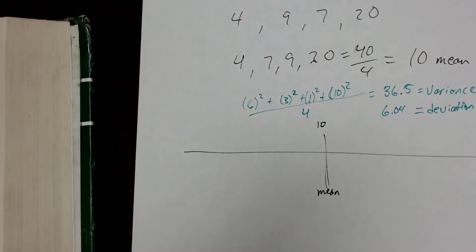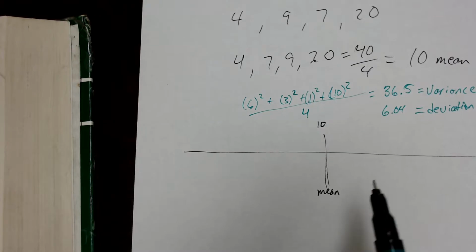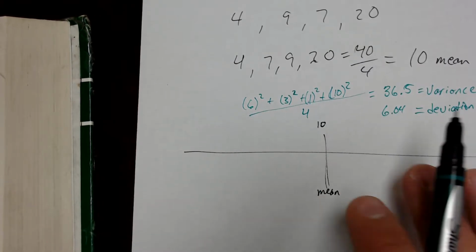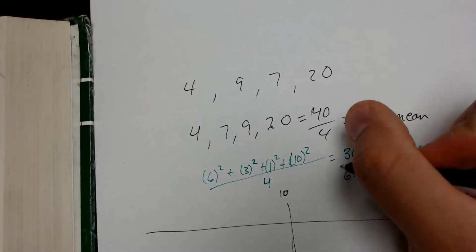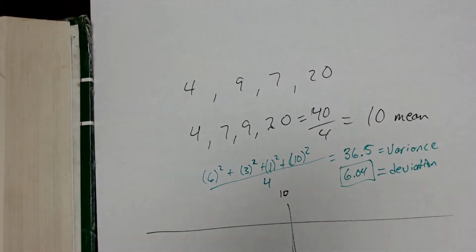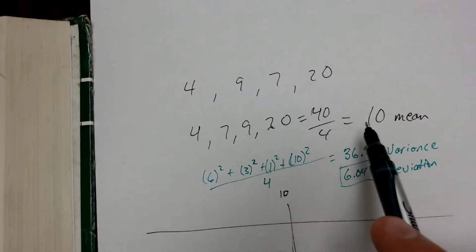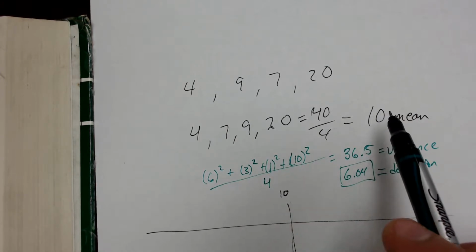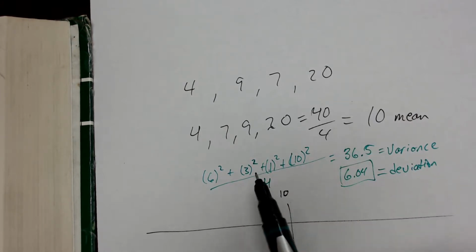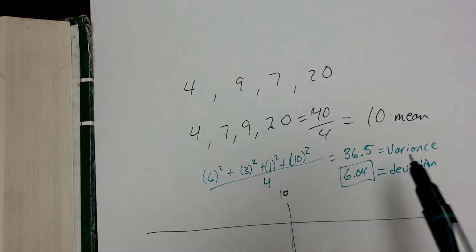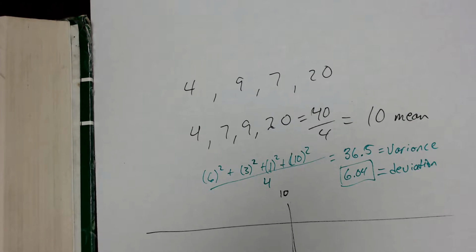Oh wait, they don't want us to graph this one. They just want us to find the deviation. Oh, that's the next problem, that's distribution. I guess I didn't need to draw this little line, but our answer here is the standard deviation is 6.04. So when they give you data and ask you to find the standard deviation, first find the mean. Once you have the mean, get the absolute value distance from the mean, square that to get the variance, and then the square root of your variance equals your deviation.